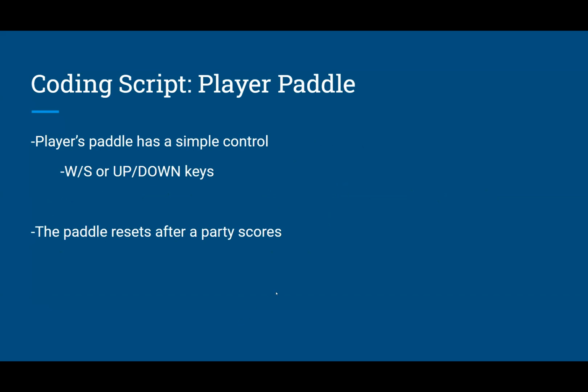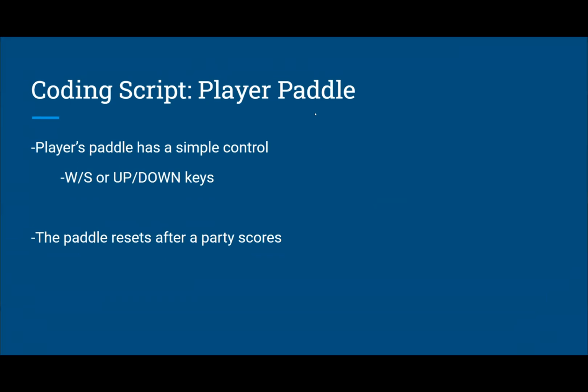All right, so coding the player paddle was primarily simple. Since we're dealing with a 2D platform instead of a 3D one, we don't have to deal with X, Y, and Z. All we have to focus on is X and Y, or mainly just Y. So it's simple to move the paddle up and down using the W and S keys, really simple to input into the code. And it also has to be reset after any party scores at all.